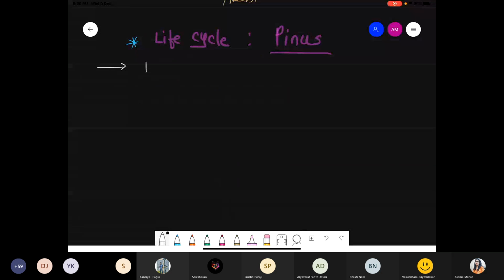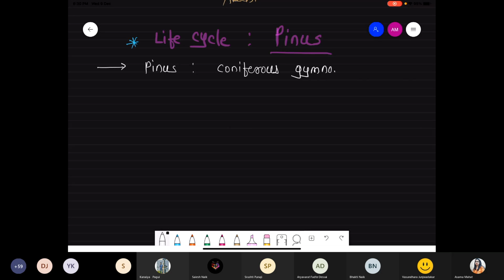Whenever we are talking about Pinus, it is an example of coniferous gymnosperm. Conifer. They are coniferous gymnosperm. The meaning of coniferous gymnosperm is something with a cone like habit. Like we say, in case of the Christmas tree, how they look. So it is coniferous. So it belongs to coniferous gymnosperm.